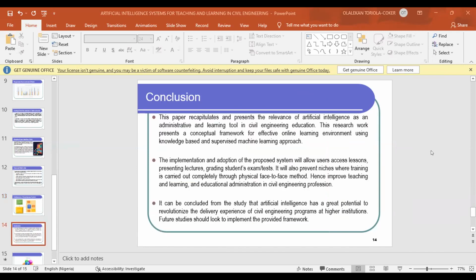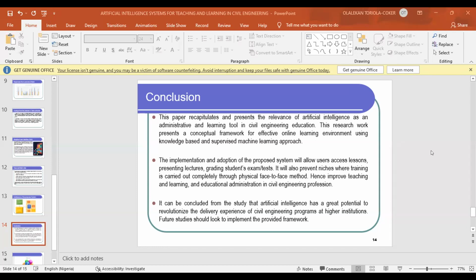The conclusion is that this paper recapitulates and presents the relevance of artificial intelligence as an administrative and learning tool in civil engineering education. This research work presents a conceptual framework for an effective online learning environment using a knowledge-based and supervised machine learning approach. The implementation and adoption of the proposed system will allow users to access lessons, present lectures, and grade student exams and tests.